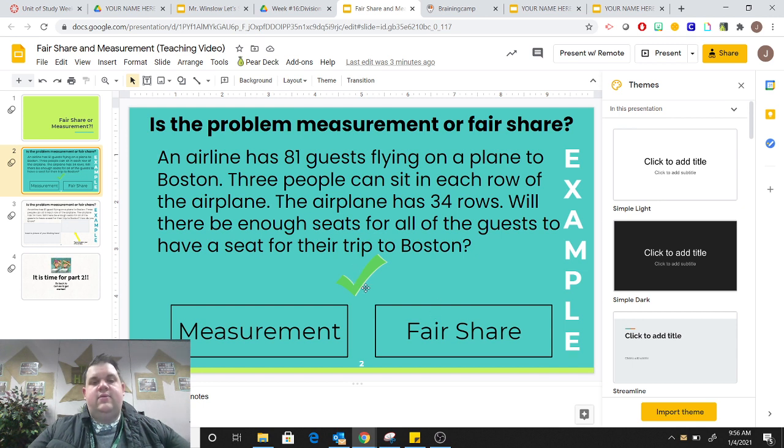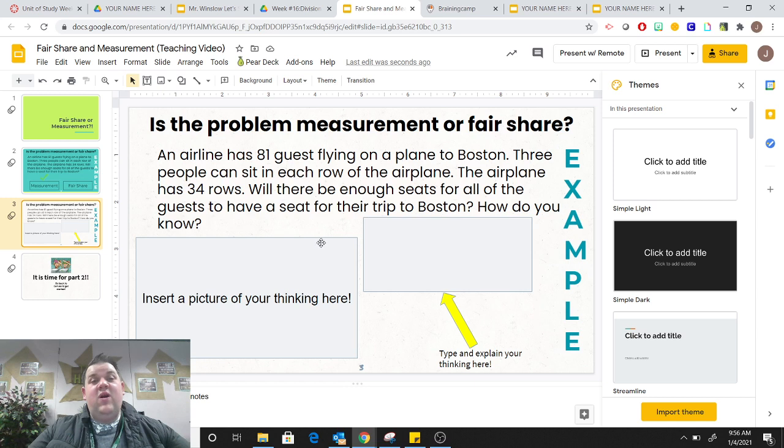All right, let's check it together. Again, measurement types of division problems, we know how many are in each group, but we don't know how many groups there are. And with fair share, we know exactly how many groups there are, but we don't know how much is in each group. Well, in this problem, we know there's 81 guests flying and there's 3 people in each row. So that means there's 3 in each group. We don't know how many rows we need or how many groups we need. So this is a measurement type of problem. So we're going to put a check mark above measurement because it's measurement. Now we're going to solve it.